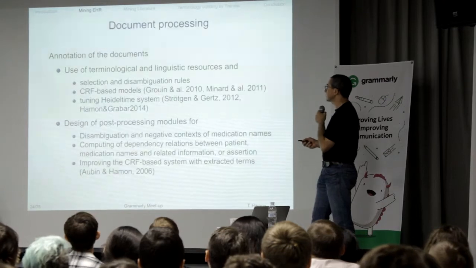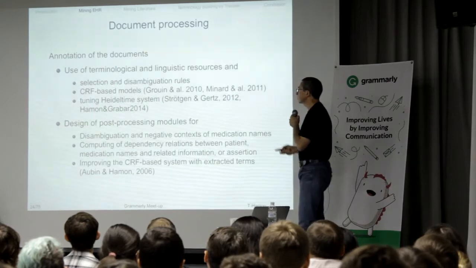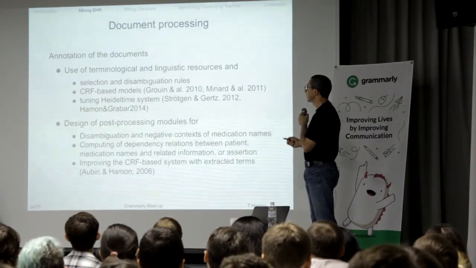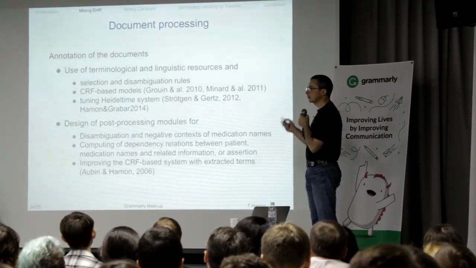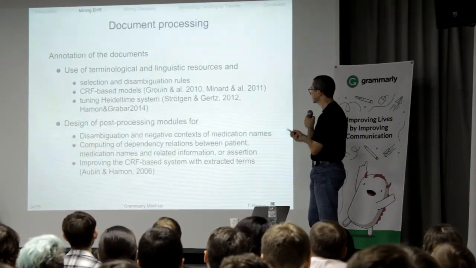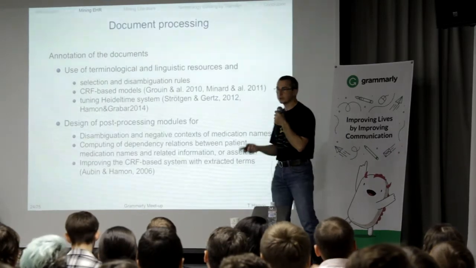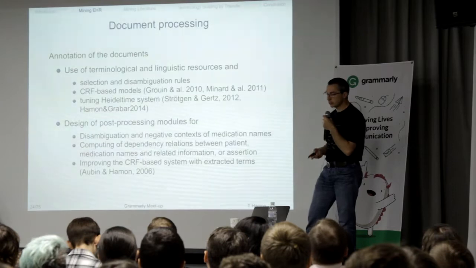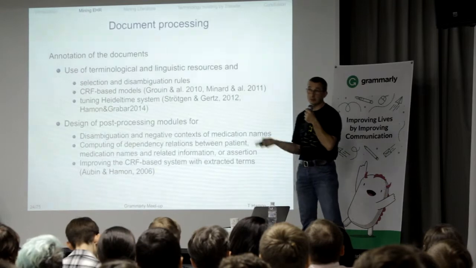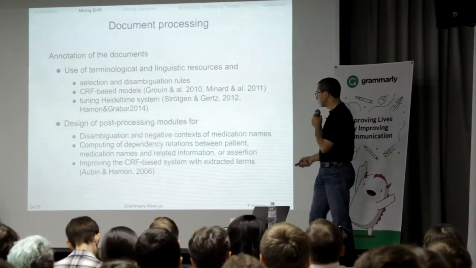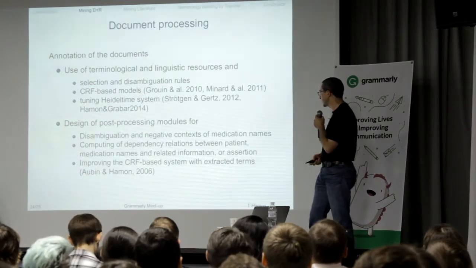So, according to the challenge, we use different rules, CRF models, we also tune the HeidelTime system, and we annotate the document. I will give you some information on this annotation in the next slide. And we also design some post-processing modules to disambiguate some negative context or to disambiguate some medication names. And also we improve the CRF-based model with automatically extracted terms.